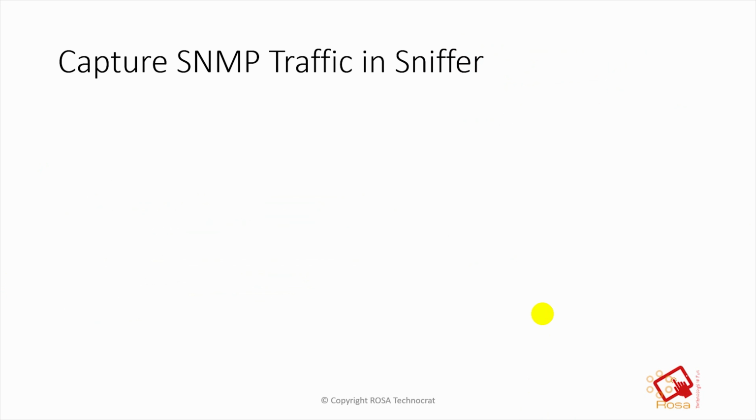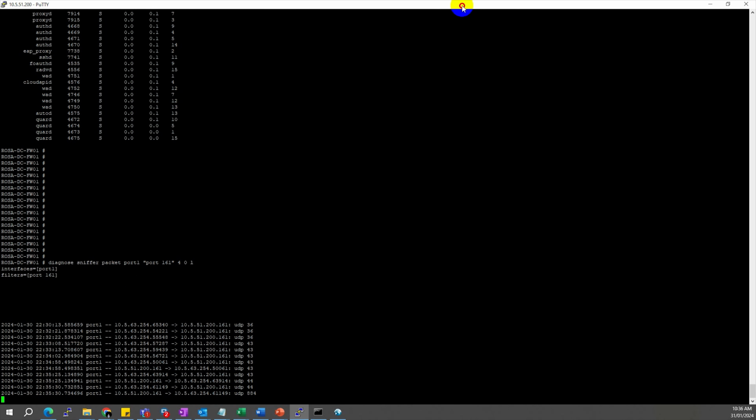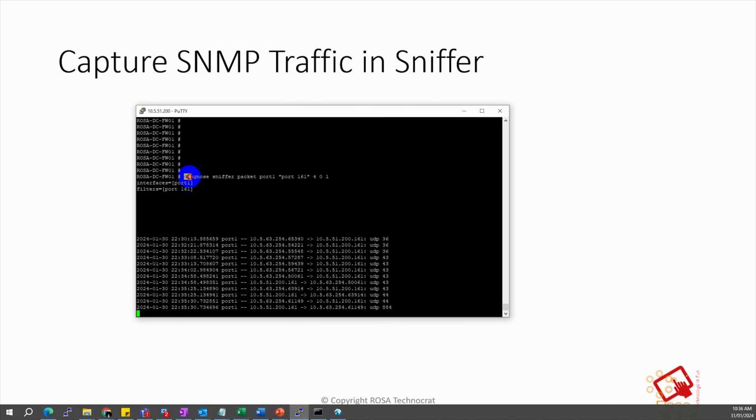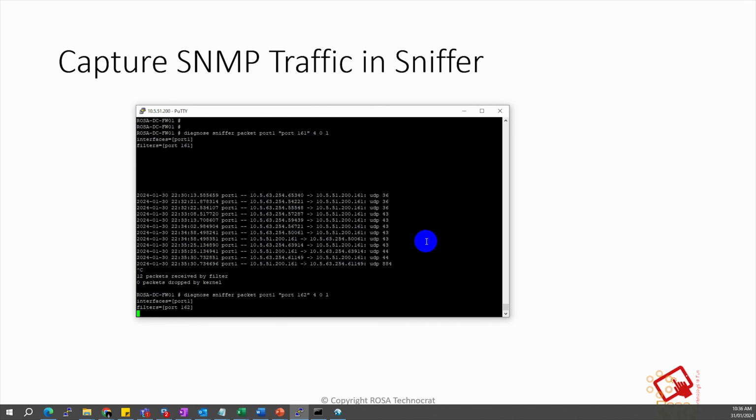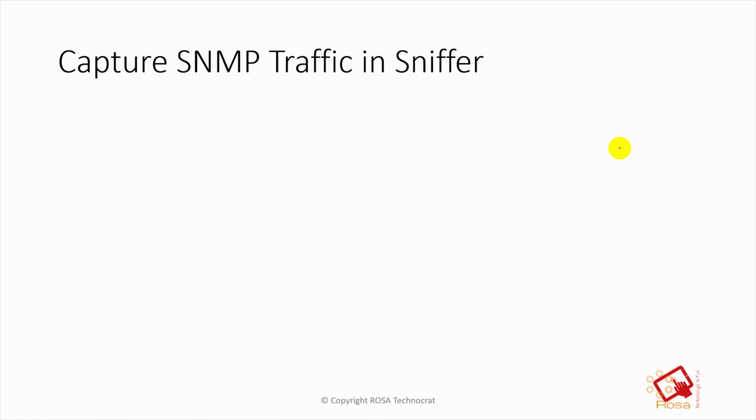I have shown you how to capture by using the diagnose sniffer command. Diagnose sniffer packet port 161 is for queries, and in the same command if you put 162, you can use it for traps. But traps are only generated when the Fortigate or FortiAnalyzer sends a trap during an event. So we have seen how to capture SNMP traffic.